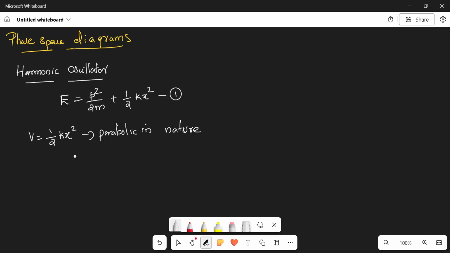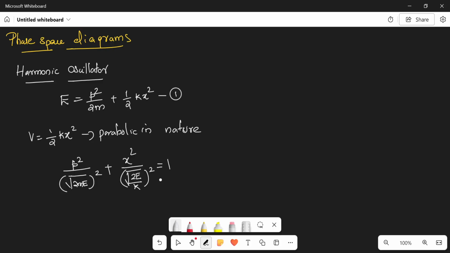Now I'm just making a slight adjustment to equation number 1. I'll rewrite this equation as p square divided by root 2mE whole square plus x square divided by root 2E by k whole square is equal to 1. Now, have you seen an equation like this before? Well, certainly you have seen.